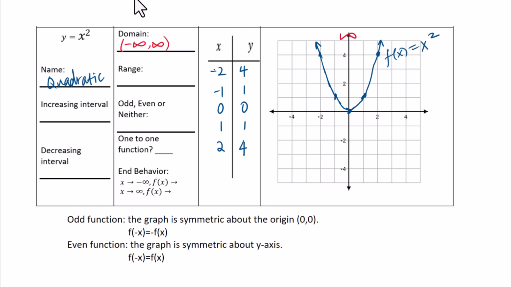Range: no ending point at the top. We do have a bottom point, 0. So range is y greater than or equal to 0. Since the graph is symmetric about the y-axis, it's an even function. When we draw this horizontal line, we got two intersections. So it's not a one-to-one function.